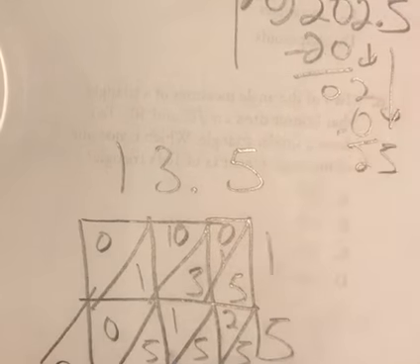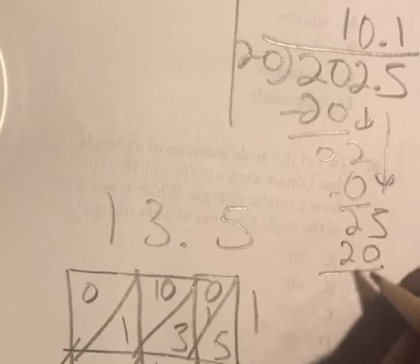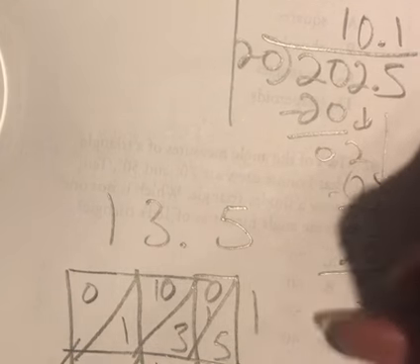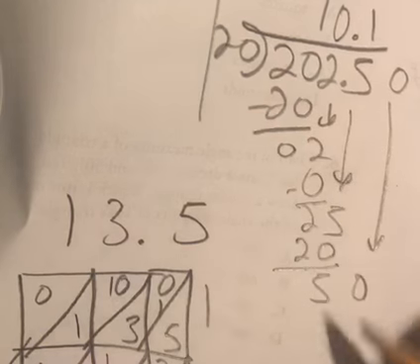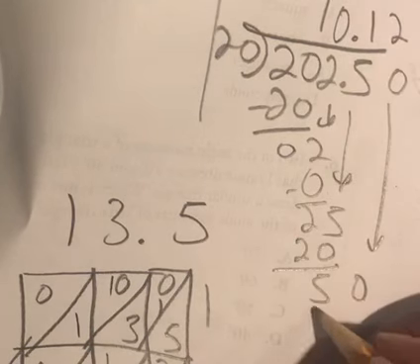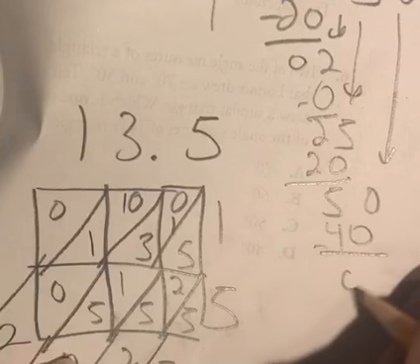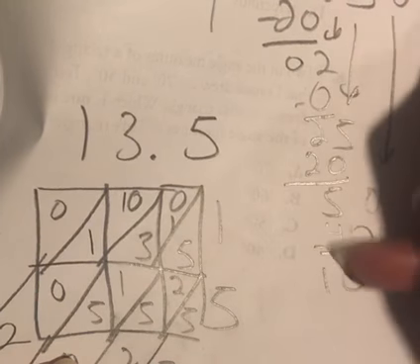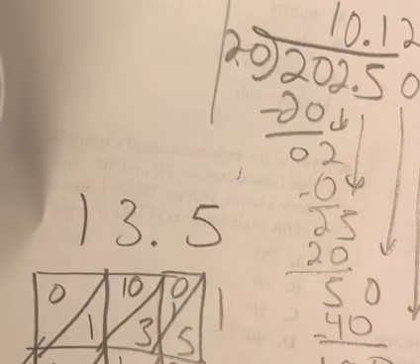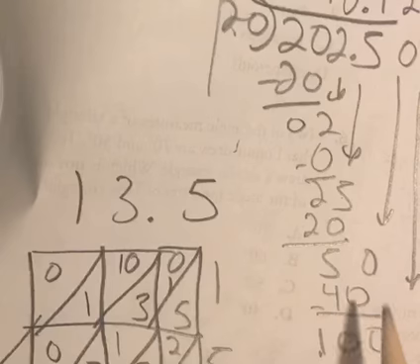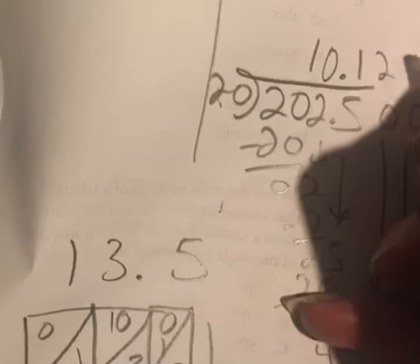And now we're bringing down that 5. Well, 20 goes into 25 one time. 1 times 20 is 20. We subtract. We're left with 5. And we bring down one of our imaginary zeros. And now we are having 20 go into 50. And that's going to go in 2 times to give us 40. We subtract. We're left with 10. And finally, we're going to bring down one more 0. And 20 is going to go into 100. 20 goes into 100 5 times.